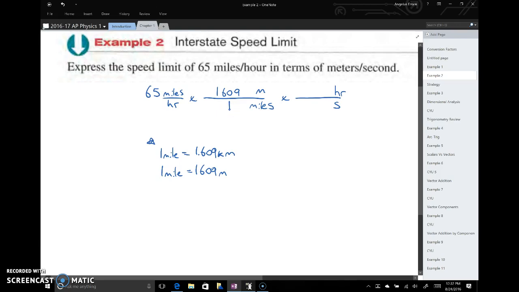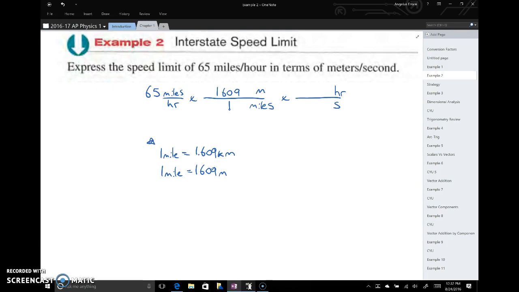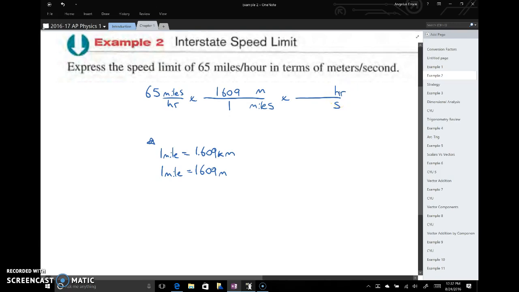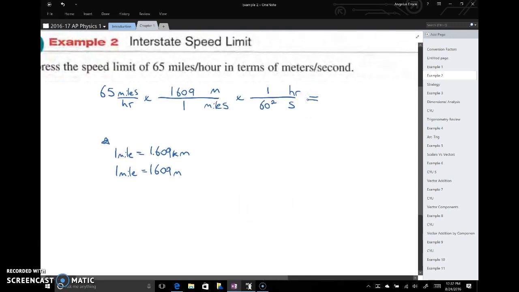Now, we do want to know how many seconds are in an hour. That's going to be important for us. There are 60 minutes in an hour and 60 seconds in every minute. So for 1 hour, there's going to be 60 squared seconds. And we can type this all into our calculator. We can really quickly make sure we got all the units lined up properly. Miles is going to divide with miles, and hours is going to divide with hours, and we're left with meters per second, which is what we wanted, so that works out great.